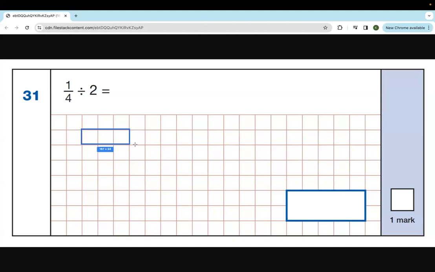Here's my fourth, okay, and my quarter. And I divide this whole shape into quarters. Each one of these is a quarter. Now imagine this is a cake, and this is the piece that I have. I have 1/4. And then my friend comes along and they're like, oh, can I have some of your cake?